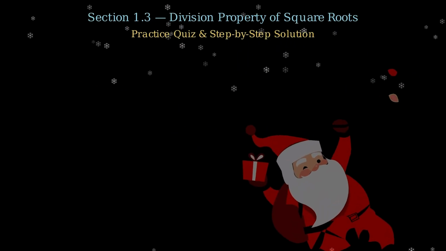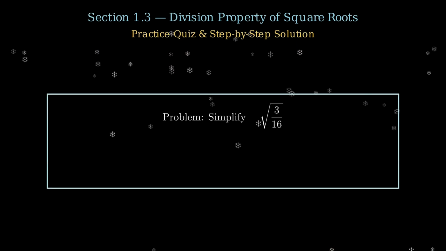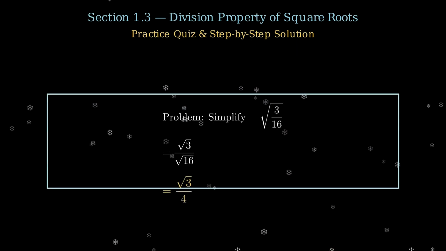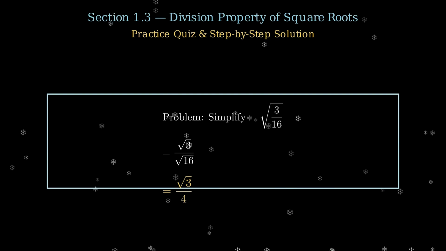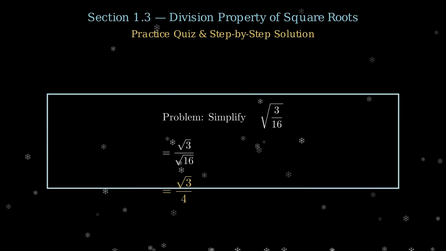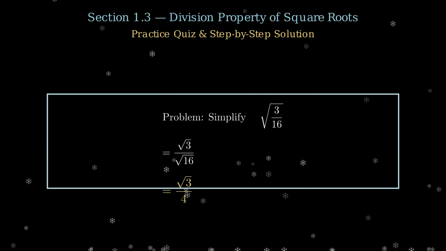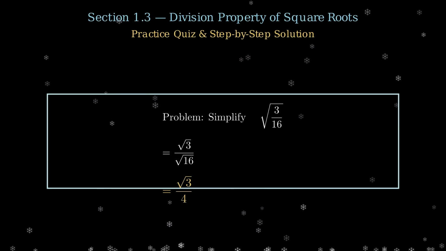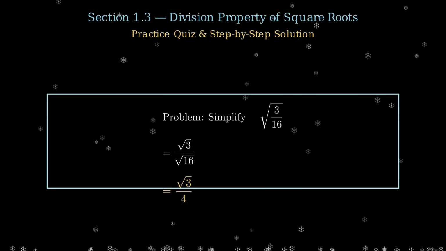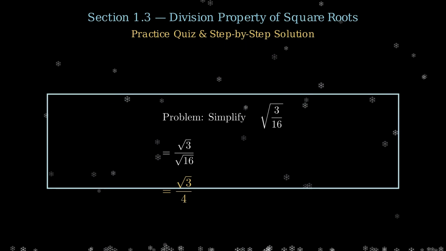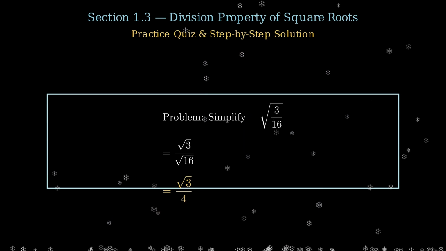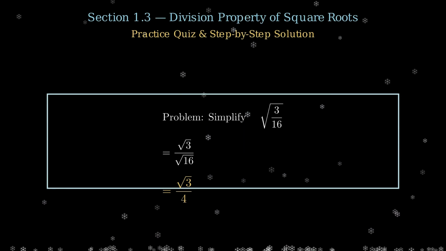Let's simplify the square root of 3 over 16. First, according to our division property, we split the radical into the numerator and the denominator. This gives us the square root of 3 divided by the square root of 16. Since 16 is a perfect square, its square root simplifies perfectly to 4. Therefore, our final simplified answer is the square root of 3 over 4.